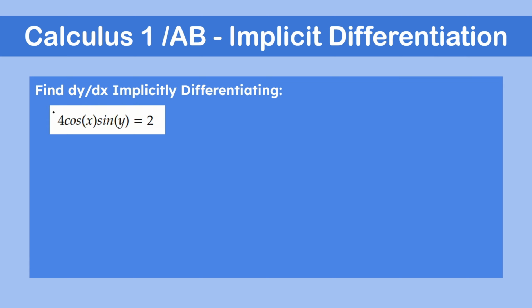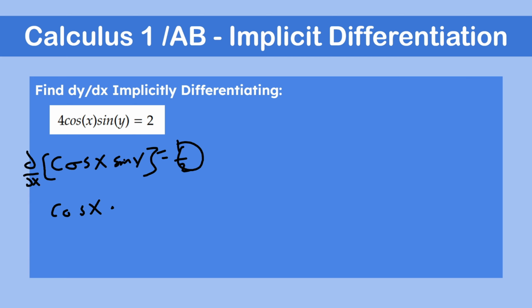So what I'm going to do is divide both sides by 4. So now we have cosine x sine y is equal to 1/2. The derivative of this side is going to be equal to 0, but we still have to differentiate this side. So let's do product rule. We have cosine x multiplied by sine y. The derivative of sine y is cosine y. We have to multiply by dy/dx. So dy/dx is the same thing as y prime.